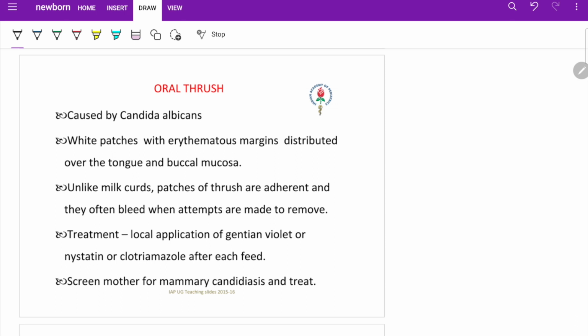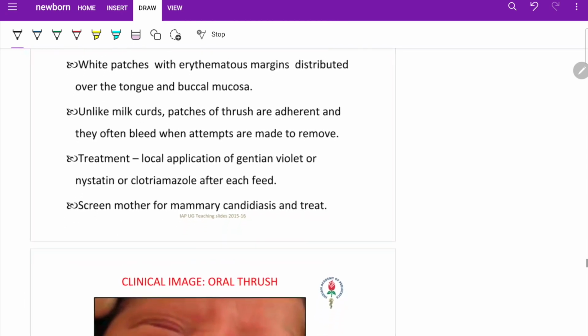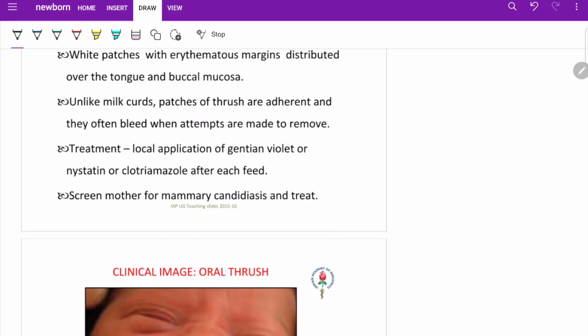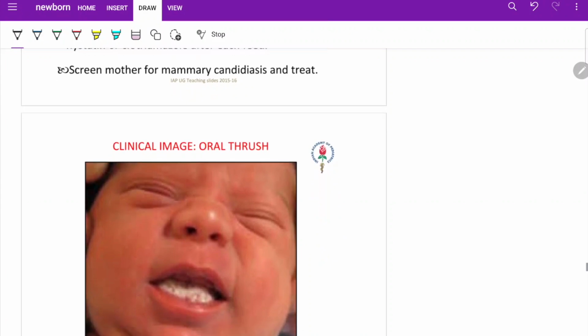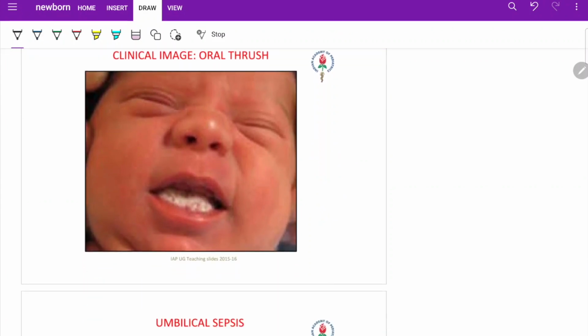What is going to be your treatment? The treatment is going to be very easy. Local application of gentian violet or nystatin or clotrimazole after each feed. Screen the mother for mammary candidiasis and treat it. So this is a clinical image of oral thrush.